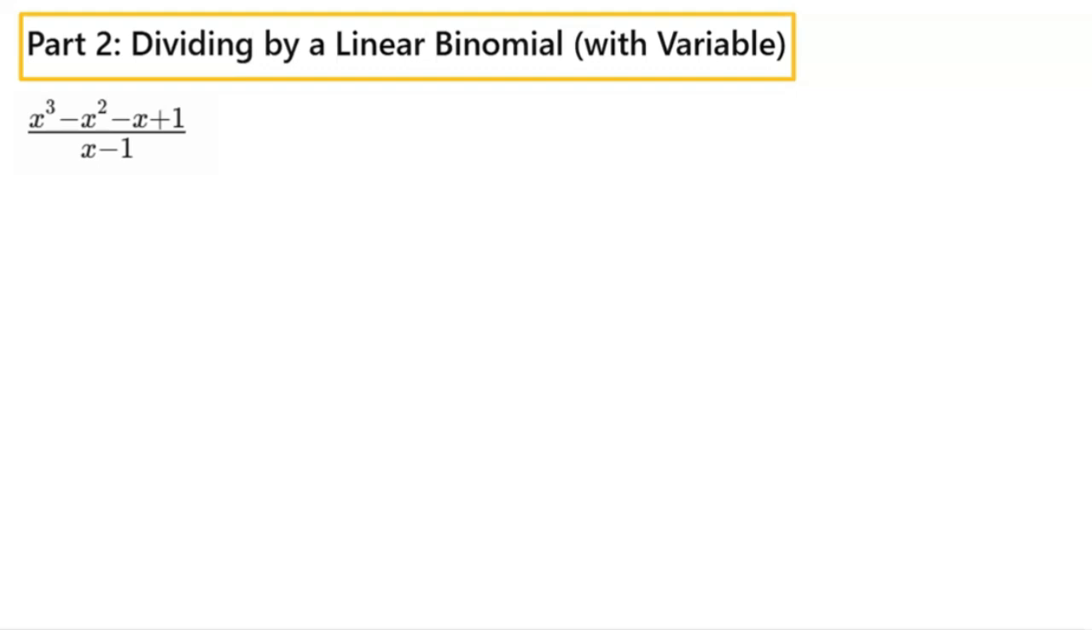So in part 2, I'm going to divide a cubic polynomial, this time with a linear expression, which is a binomial with a variable. So let's put the division bar. And before we move on to the process, make sure you're noting this down. Or maybe you can pause the video and give it a go yourself. And then you can check my work.